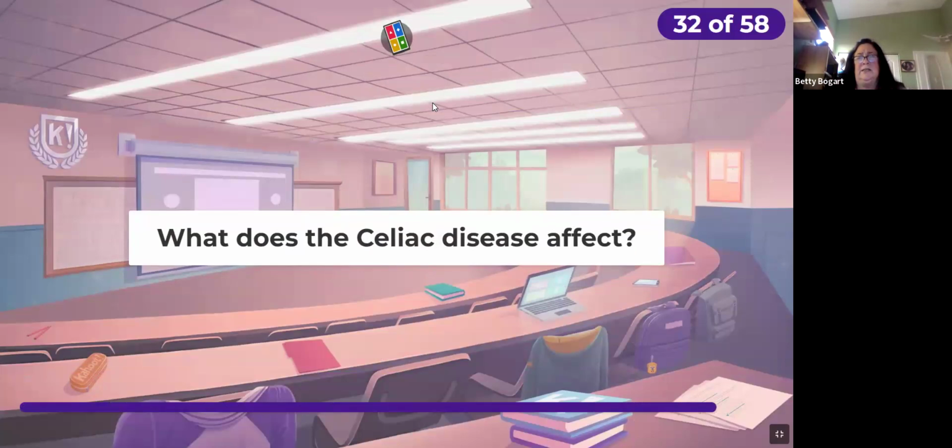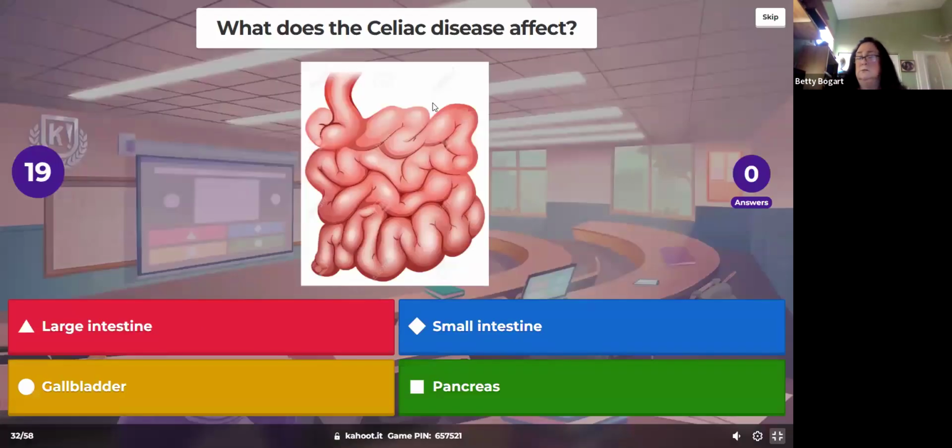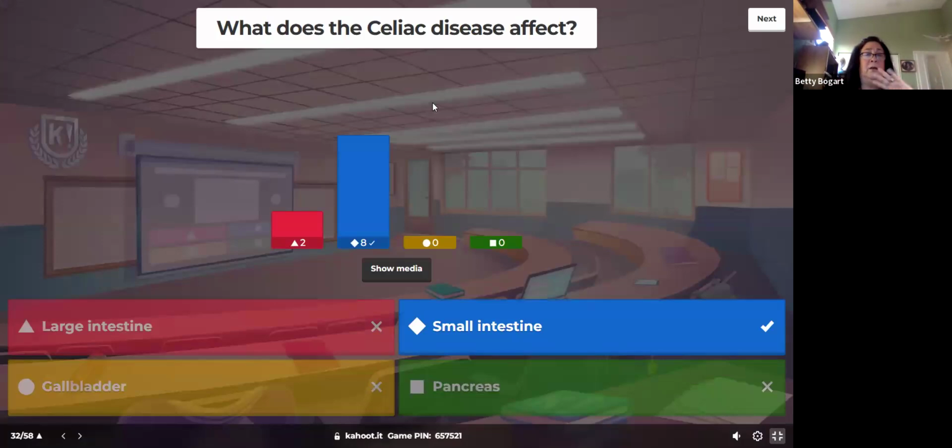What does celiac disease affect? What's celiac disease all about? It's all about the small intestines, because remember, the small intestines is where nutrition is absorbed and where the enzymes are delivered, where it breaks food down. Celiac disease is a nutritional problem, so it has to be the small intestines.